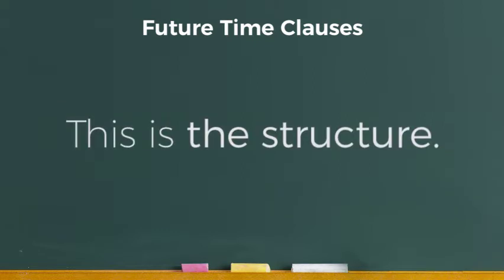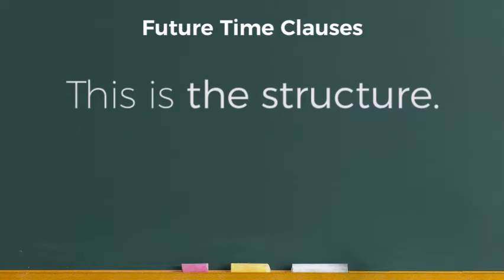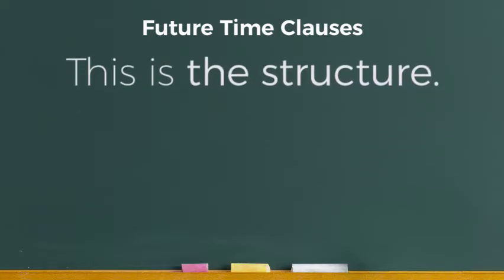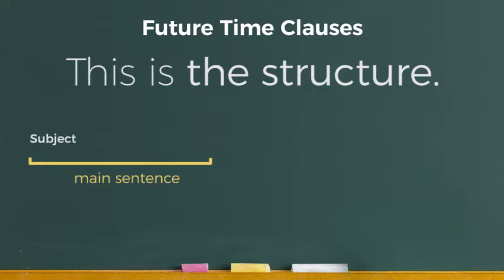Okay, now let's look at the way these kind of sentences need to be written. First, we write the main sentence and we write it this way. We start out with the subject of the sentence. Then we use the auxiliary will. After that, we use the verb in infinitive. And lastly, we use an object.